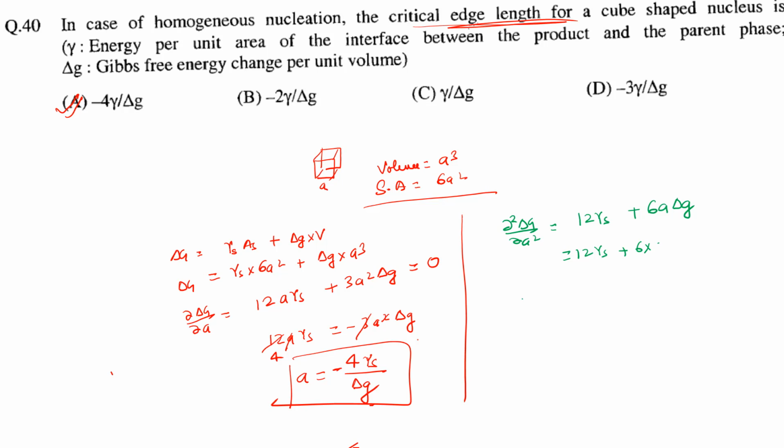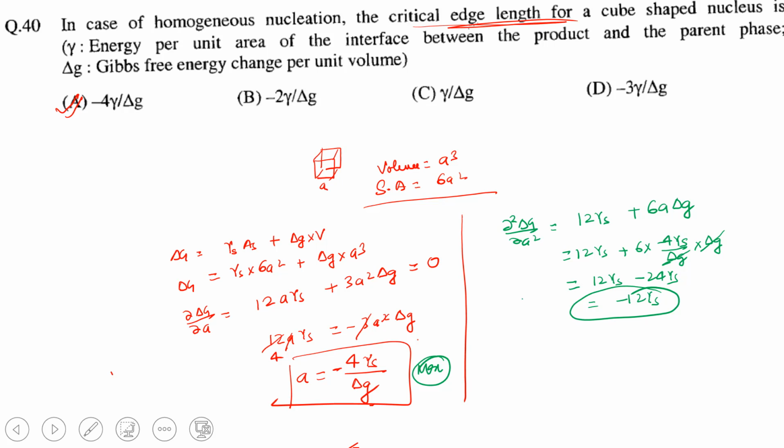6 into A minus 4 gamma S by delta G to delta G. So it will be 12 gamma S minus 24 gamma S, so it will be minus 12 gamma S. So this value is negative, so once this double differentiation is negative, that means the value will be maximum. This is for the maximum condition. Hence it is proved also.